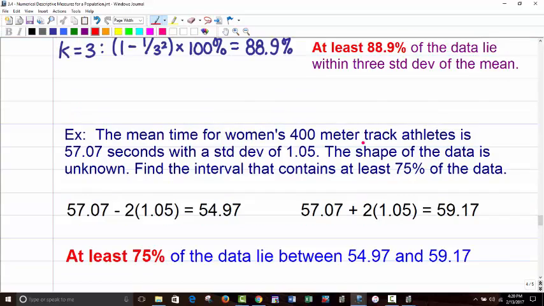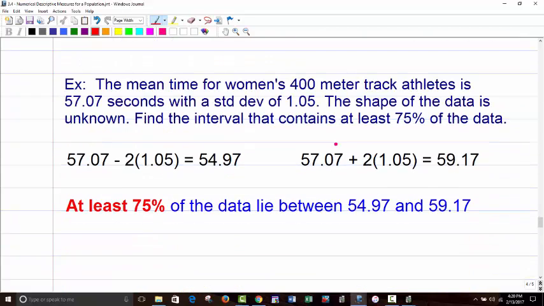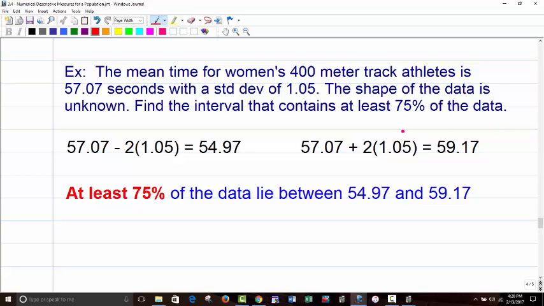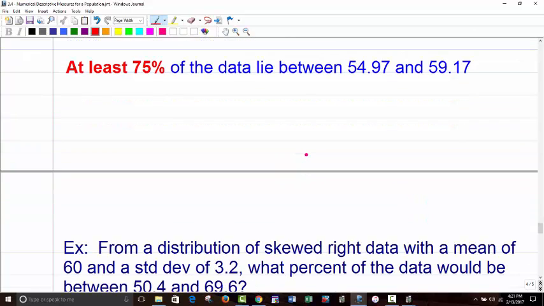So we go back up here, at least 75% means 2 standard deviations. So that tells us 2 is our magic number for Chebyshev when it says at least 75%. So we take 57.07 minus 2 times 1.05 and plus 2 times 1.05. And we get an interval of 54.97 to 59.17. All right, so long as you don't confuse this with the empirical rule, you should be good.